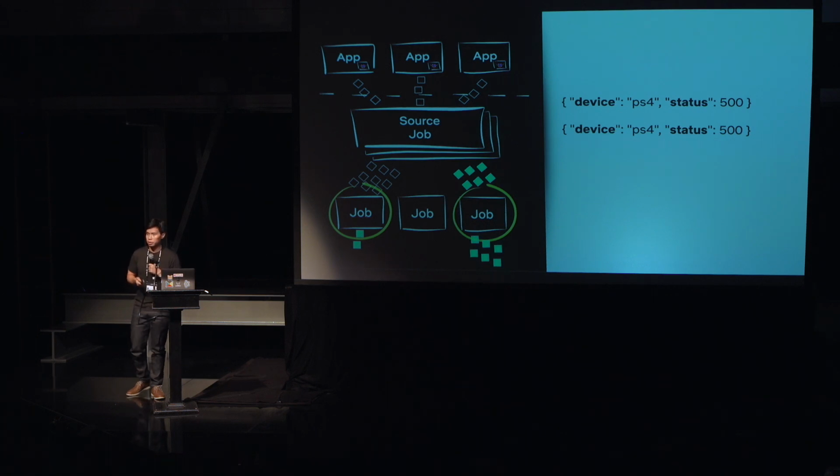The result is just a simple stream of PS4 status 500s, and while this query in particular isn't that interesting, remember that there is job chaining, so there very well could be another Mantis job downstream of this one, which does some more interesting computations.